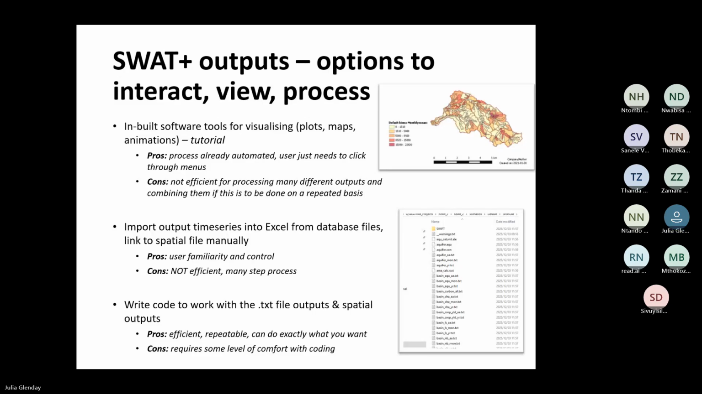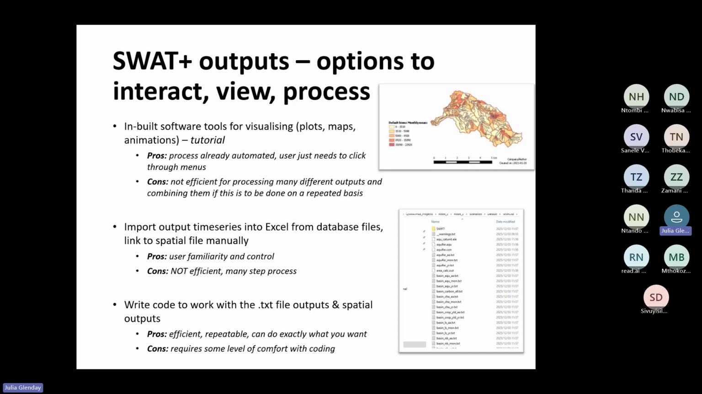So what's nice about these inbuilt tools is that the process for viewing some of the outputs is already automated. You need to go through some menus to get there, but the process is laid out in the software. The drawbacks of looking at our outputs that way is that if you want to look at lots of different outputs and combine them in certain ways, it's not very efficient for doing that. If you're rerunning the model over and over and rechecking things, to try and improve it, it's not as efficient as coding, which I'll get to.